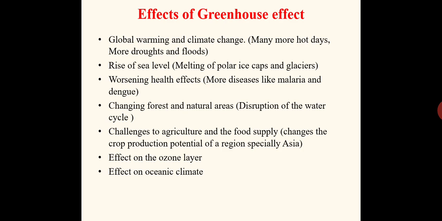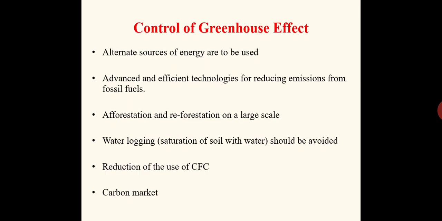So mainly it is affecting the Asian countries. The other important effects are the effect on the ozone layer. See, the greenhouse gases will cause the ozone layer depletion. Since the temperature is increasing, the ozone depletion process will take place at a faster rate. Then there is the effect on oceanic climate. Okay, so all these are the effects of greenhouse gases. So that is all about that.